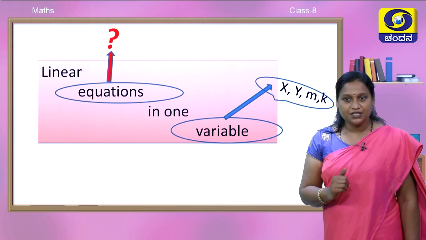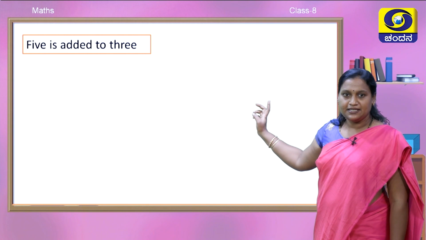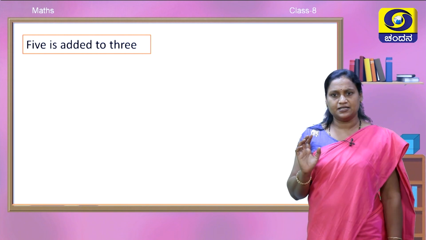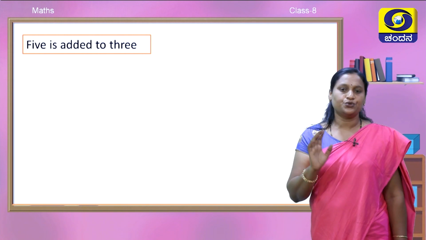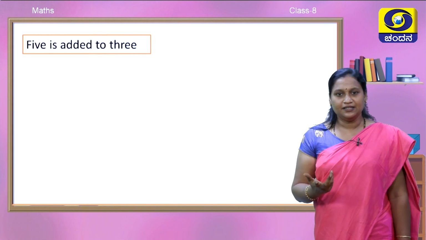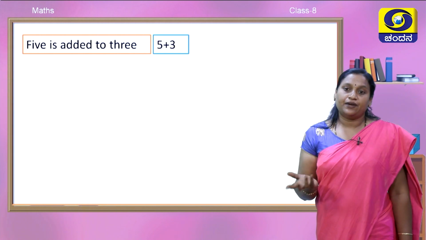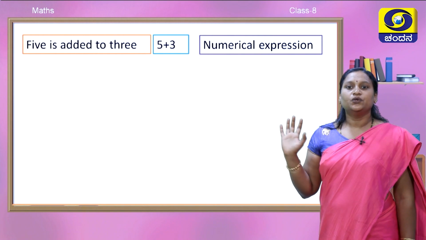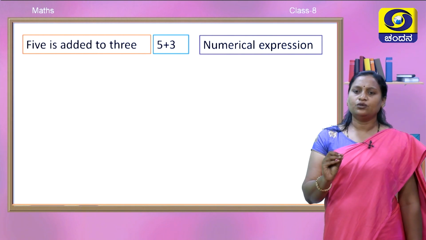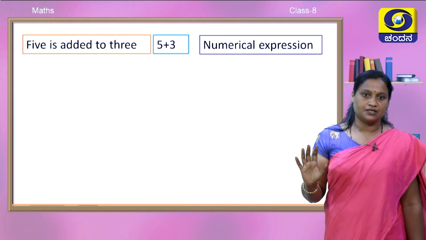So, shall we continue? Now, I'll take this example. We'll just consider I'm adding 5 to 3. Isn't it very easy? We'll just write 5 plus 3. This is a numerical expression and we know the perfect value of this, right?